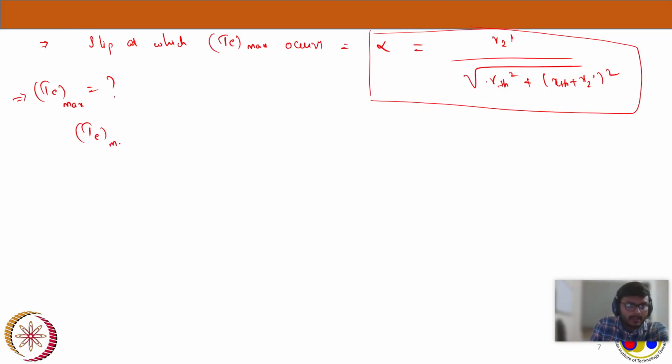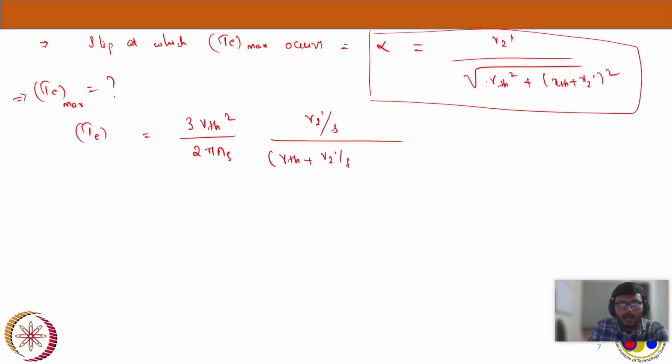Now TE max is equal to, I won't be doing the entire derivation, but I will just write the initial steps so that it will be easy for you. I'm writing the expression. So first I will write the expression for TE: R2 dash by S divided by RTH plus R2 dash by S whole square plus XTH plus X2 dash whole square. Now TE max is equal to, this term remains the same. There is no slip term in this first term.